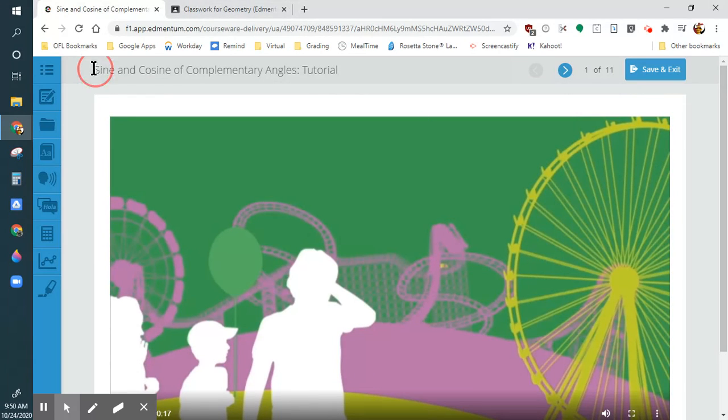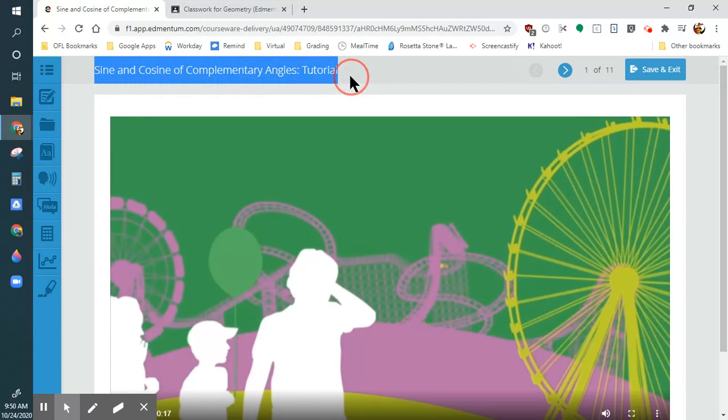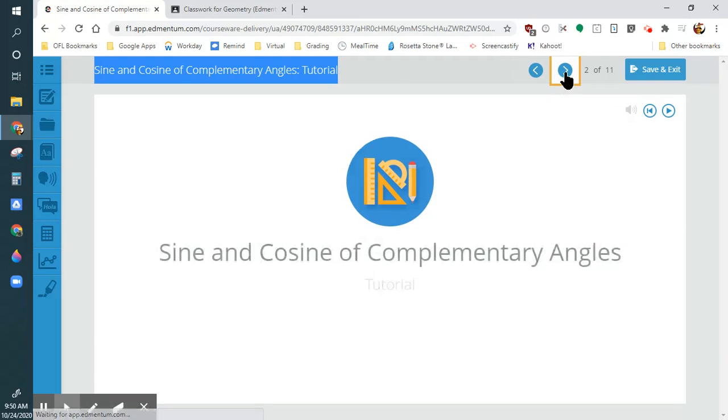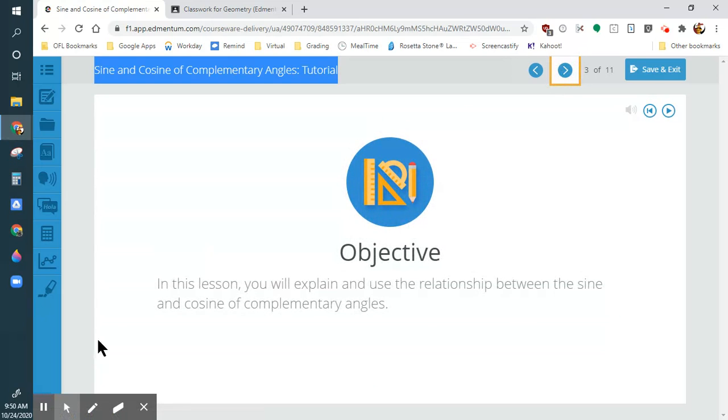But this unit's going to be about sine, cosine, and complementary angles. I kind of talked about this at the end of the last one, but the general idea is that the two opposite angles are complementary, meaning they both equal 90. And we'll get into that in a little bit. In this lesson, you will explain the use of relationships between sine and cosine of complementary angles.